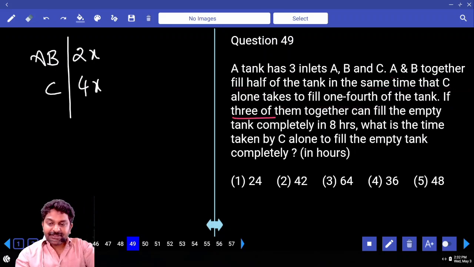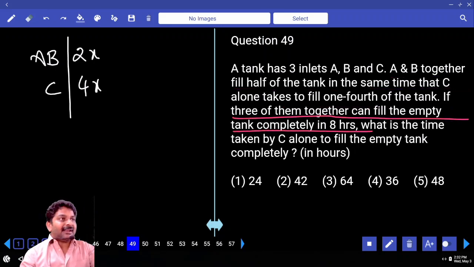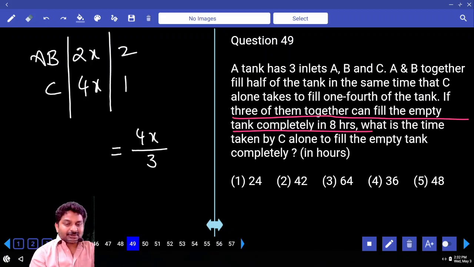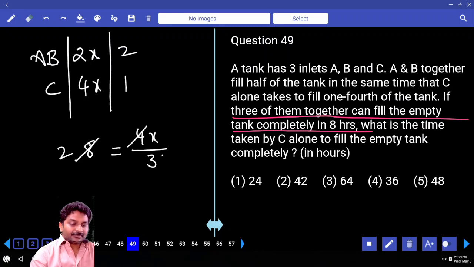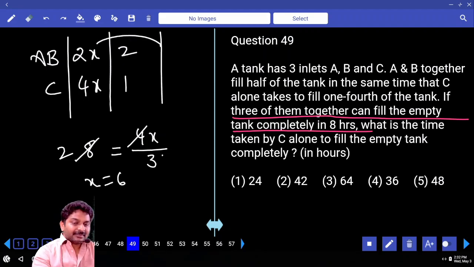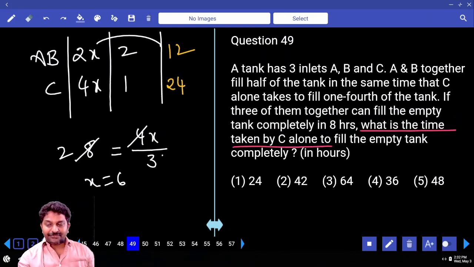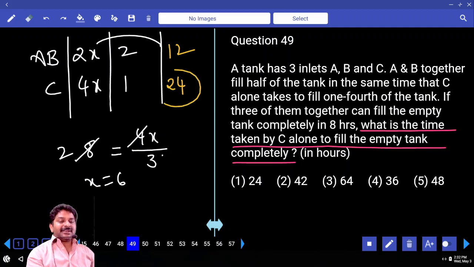Continue. If 3 of them together can fill the empty tank completely in 8 hours, the LCM is 4x only. Come on. AB together does, C alone, both together divided by 3. And this is the total time taken, which is 8 hours only. Then x is equal to 2x. 4x is 20. Now the question is, what is the time taken by C alone to fill the empty tank completely? Time taken by C to fill the tank. Come on. That's it.